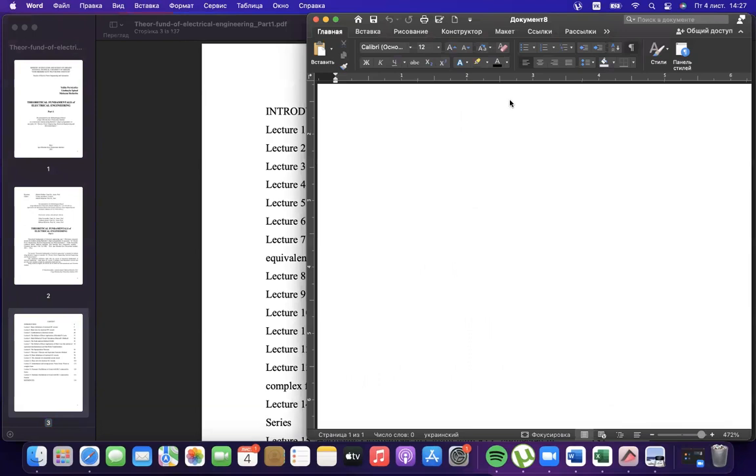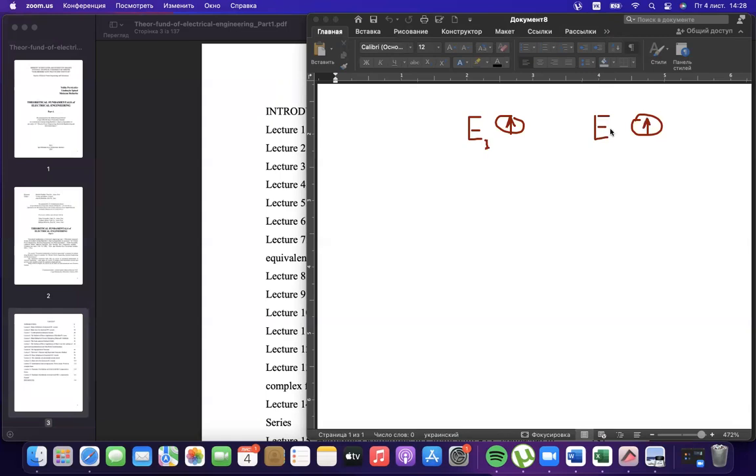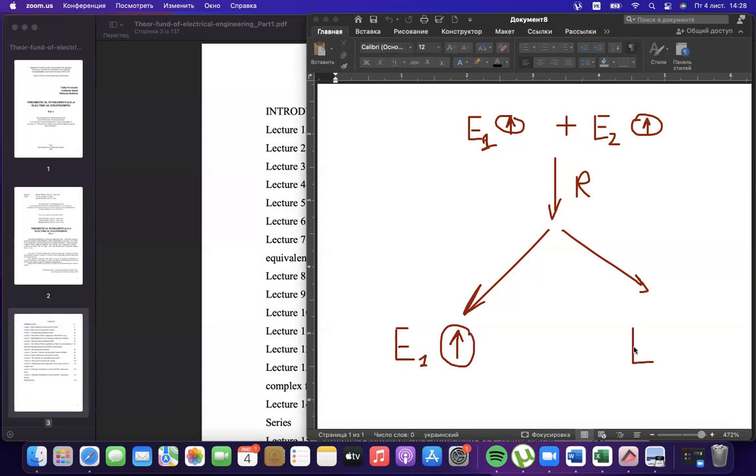because the idea is to divide the effects of different sources of energy. For example, if you have two sources, electromotive force 1 and electromotive force 2, and they are acting simultaneously on some resistors, we could divide this effect into different tasks. We could solve the task with only one source as a partial effect, and we could calculate the task with the second source also as a partial effect.